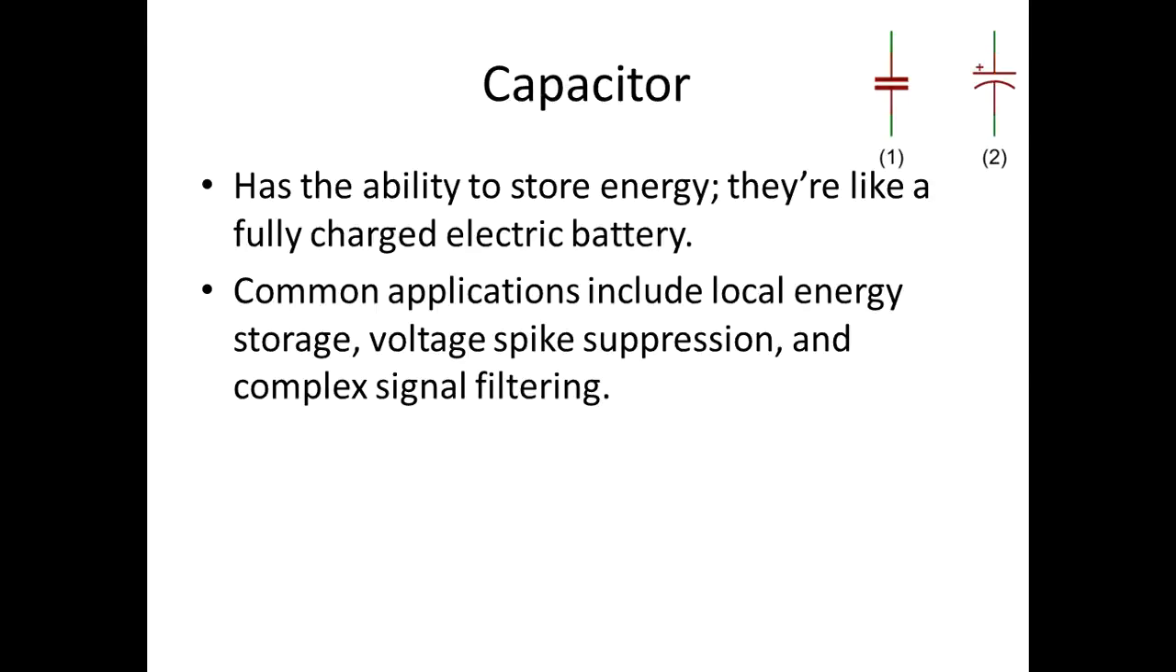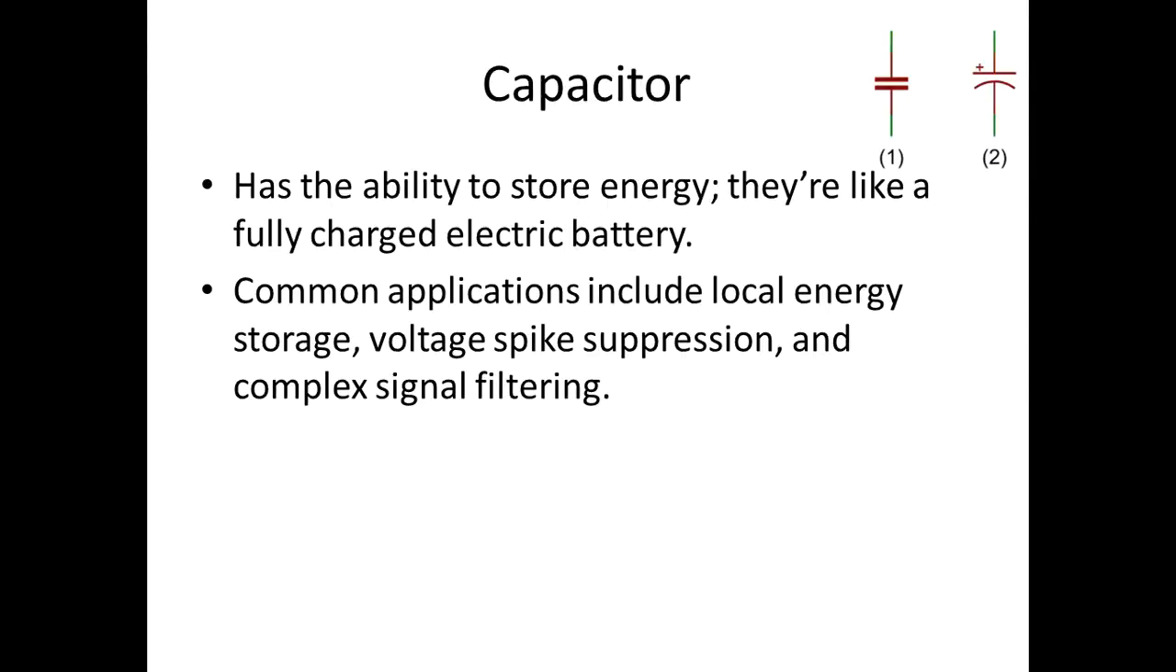This is what I was talking about when I said that light emitting diodes can be used to drain off the energy. If a capacitor is storing energy, a light emitting diode will allow it to slowly release the energy without having to do anything as part of the board. You see this when you unplug a computer from the wall and it still has lights on until they eventually run out of power. Common applications for capacitors include local energy storage, voltage spike suppression, and complex signal filtering.